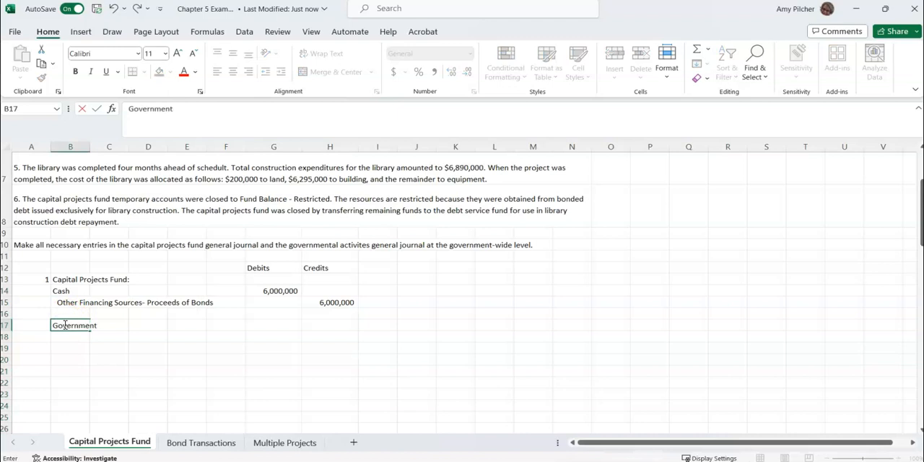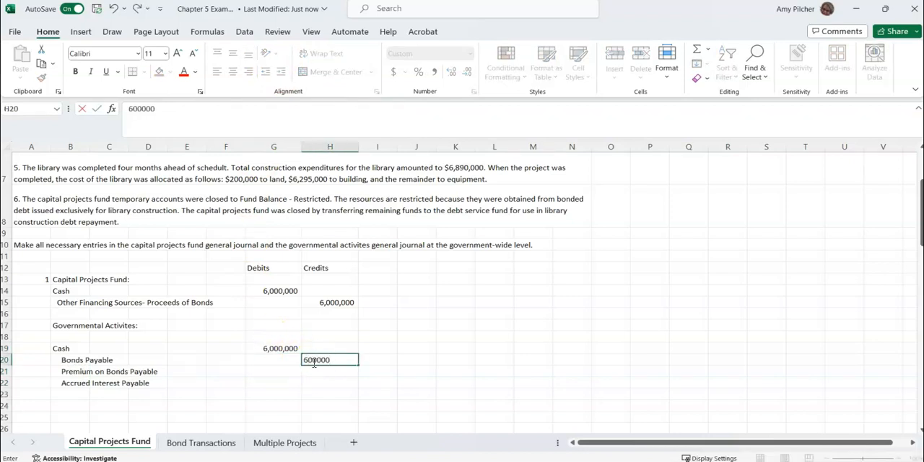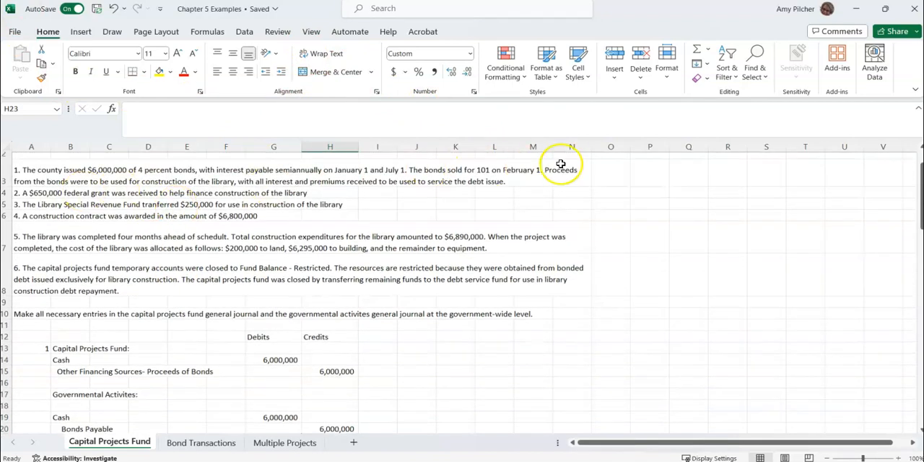And then in the governmental activities journal, we have cash, bonds payable, premium on bonds payable, and then accrued interest payable. So we have cash of $6 million, and then we have bonds payable of $6 million. We had a 1% premium, so we have premium on our bonds, and then any accrued interest payable on those bonds when we sold them on February 1st.